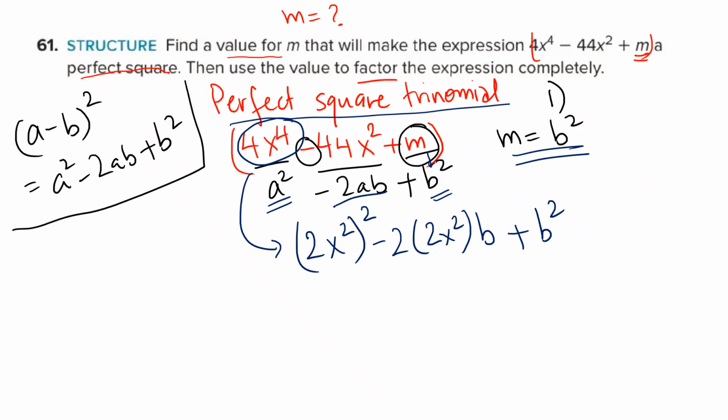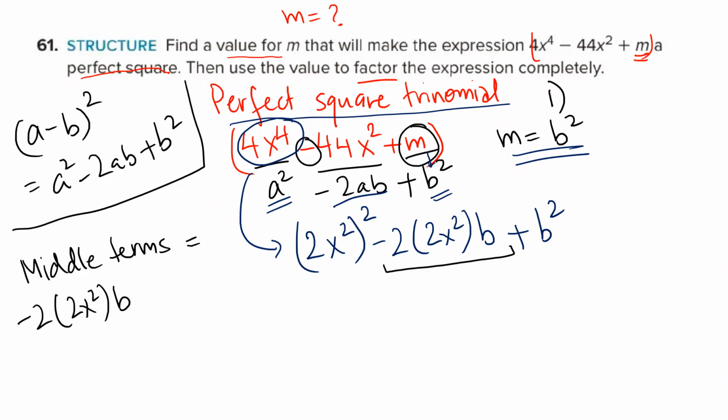So can I say the middle term will also be equal to this expression? Minus 2 times 2x square multiplied with b. I'm just putting the two middle terms as equal. So I take this minus 2 multiplied with 2x square, first term, multiplied with second term. This is equal to what? It is already given in the question, minus 44x square. Correct? Now let's try and solve this. Some cancellation will happen and eventually we'll get the value of b. The moment I get the value of b, it's easy for me to find the value of m.